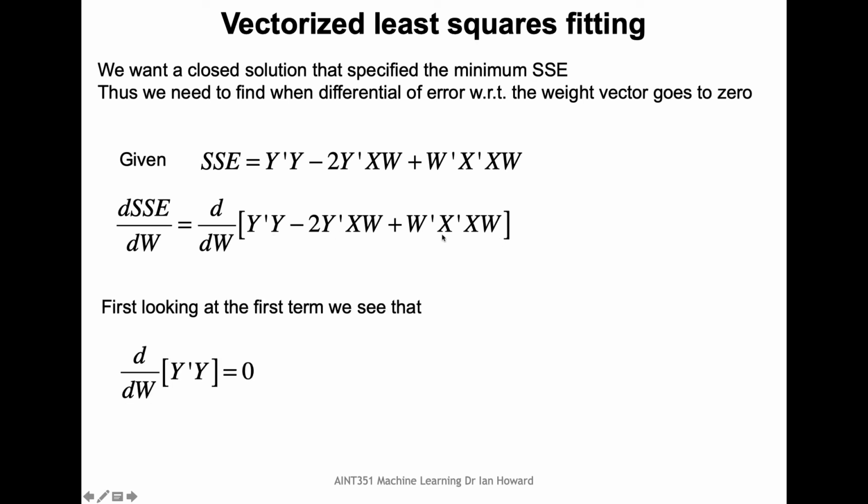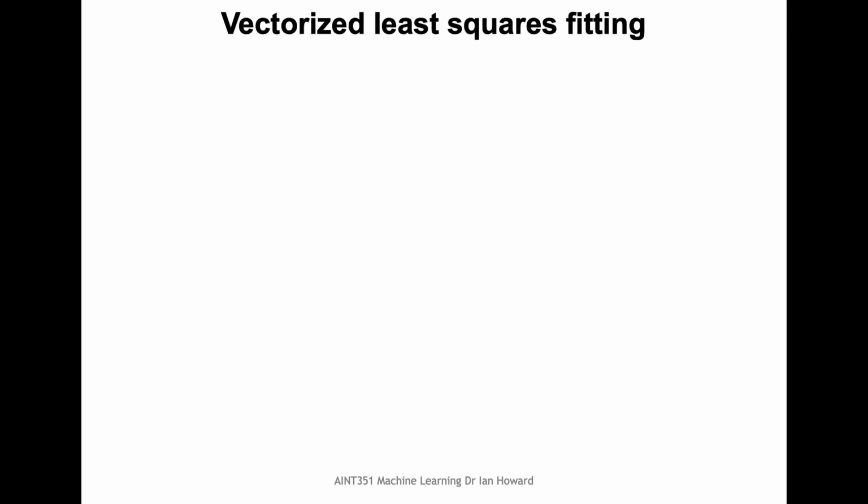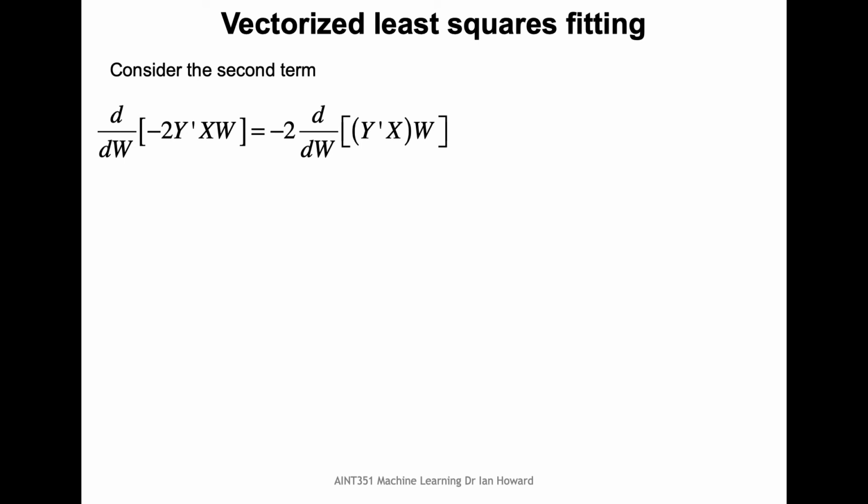So let's just do them one at a time. First of all, let's notice that y transpose y, if we take the derivative of that with respect to w, goes to 0 because there are no terms of w in there. The second term is the derivative with respect to w of minus 2 y transpose xw.